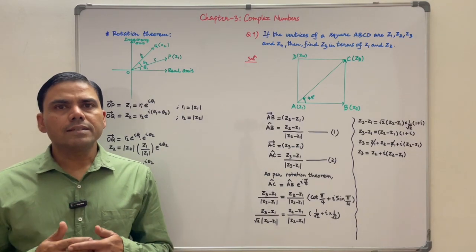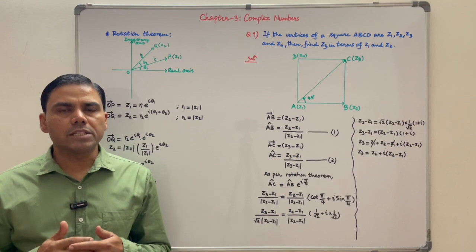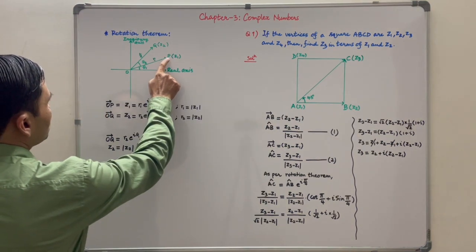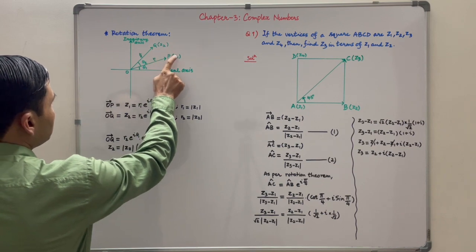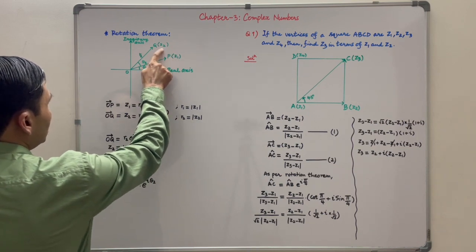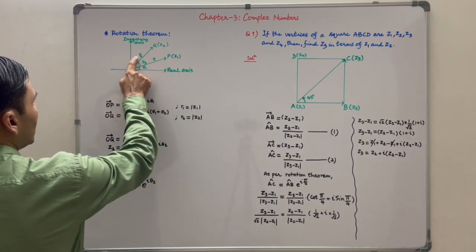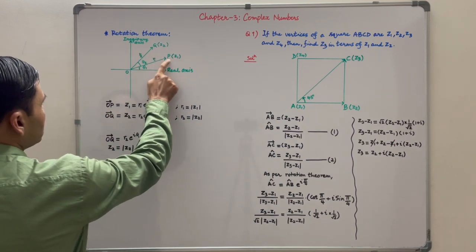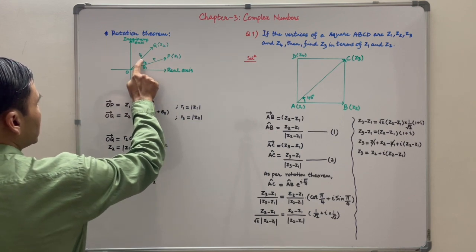Hello children, let us understand the rotation theorem and the Demoivre's theorem. First, the rotation theorem. Suppose there are 2 points P and Q in the complex plane. They represent complex numbers Z1 and Z2. Mod of Z1 is equal to R1 and mod of Z2 is equal to R2. Argument of Z1 is equal to theta 1 and argument of Z2 is equal to theta 1 plus theta 2.